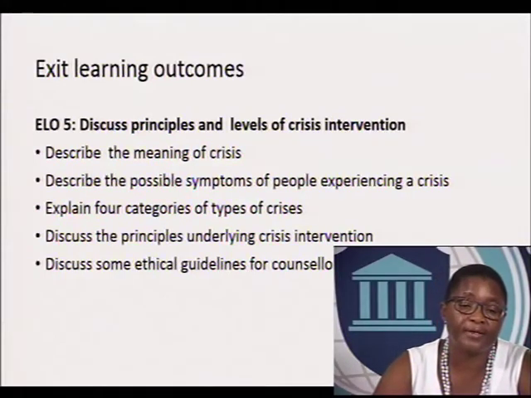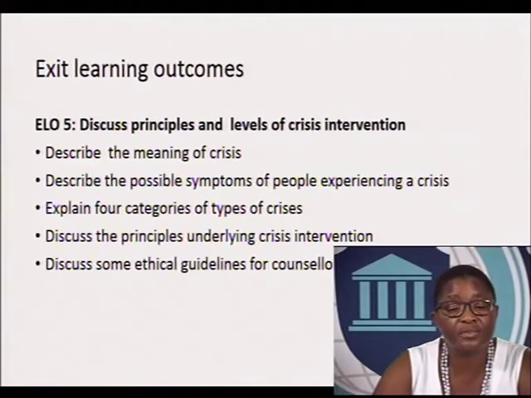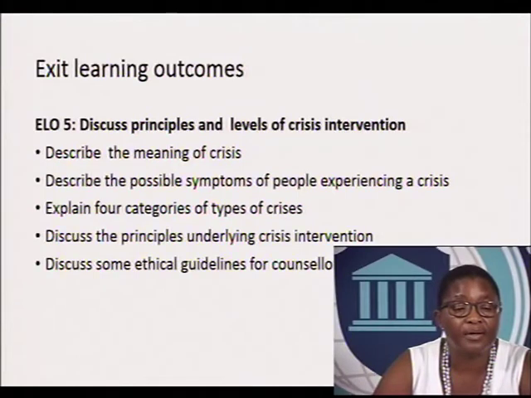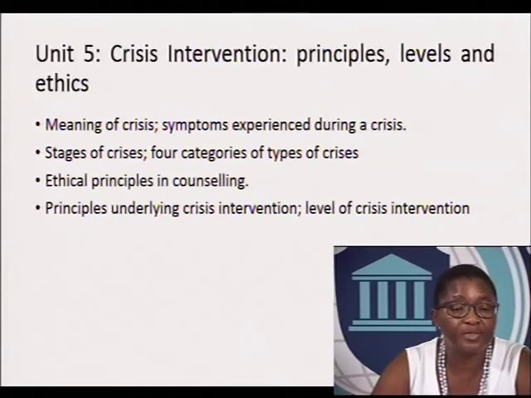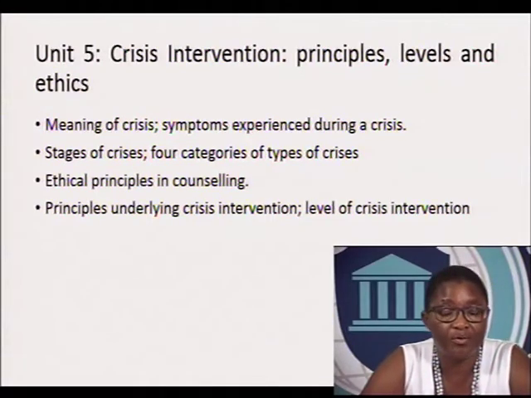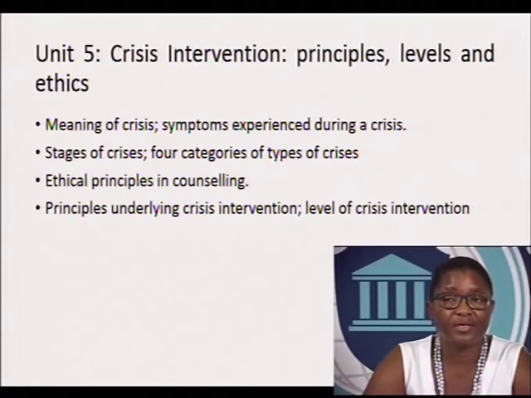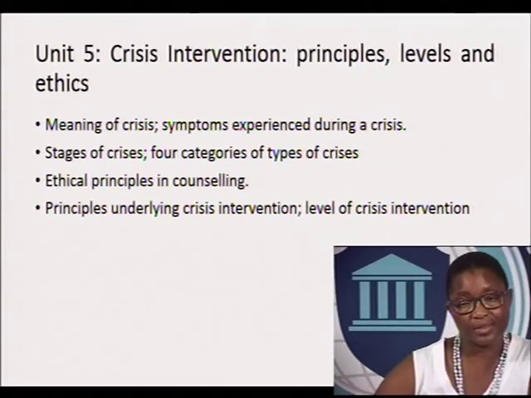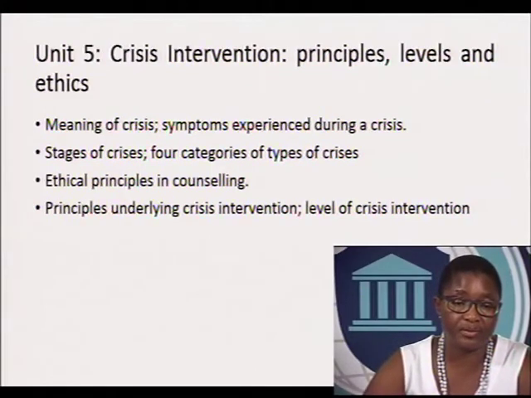Now, what we just talked about could be the possible questions from each activity of each of the units, or what you are expected to know by the end of the unit. But this is what the unit itself has to say. We need to understand the meaning of crisis, and then we also need to look at symptoms experienced during crisis. For you to tell that somebody is going through a certain crisis, what have you noticed? What did you look at during that time?